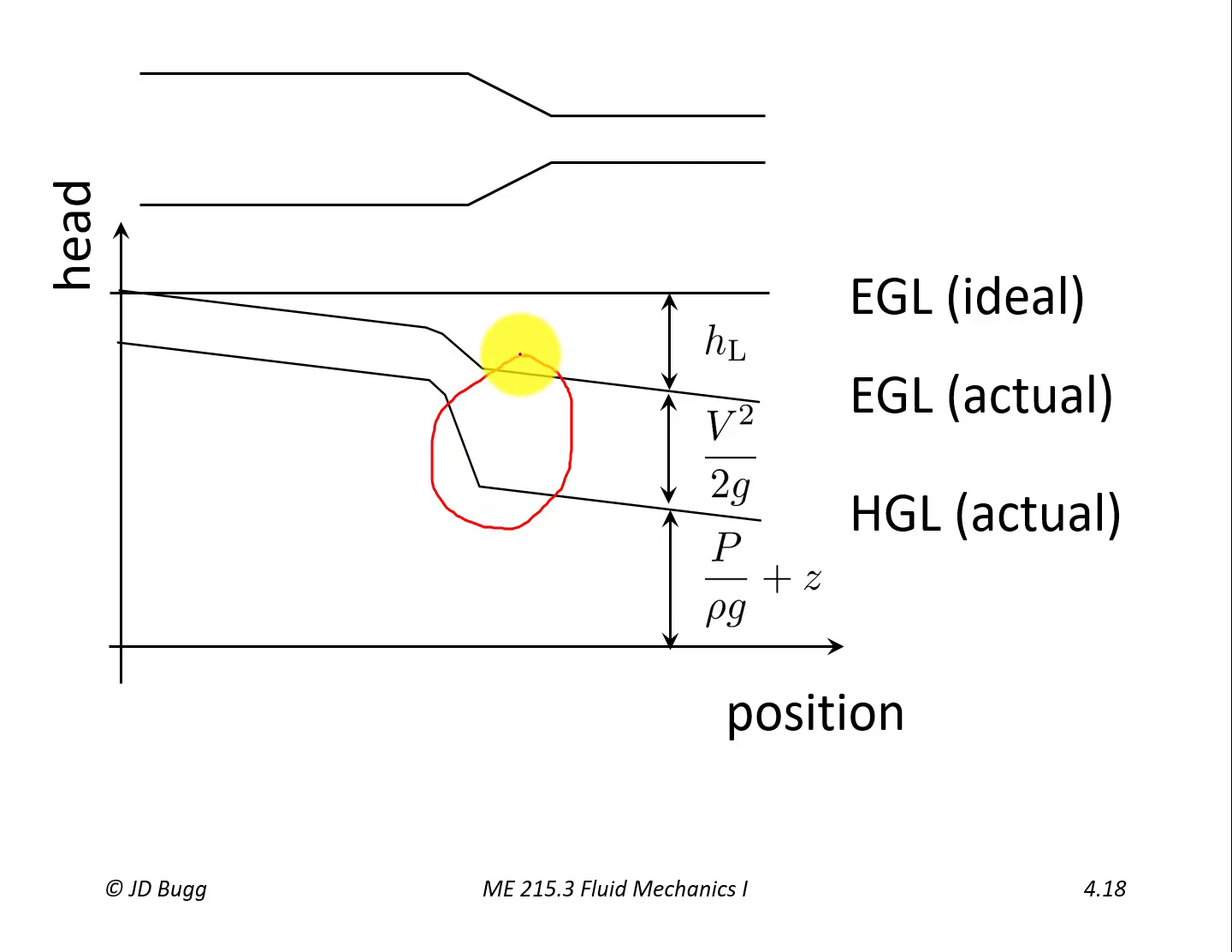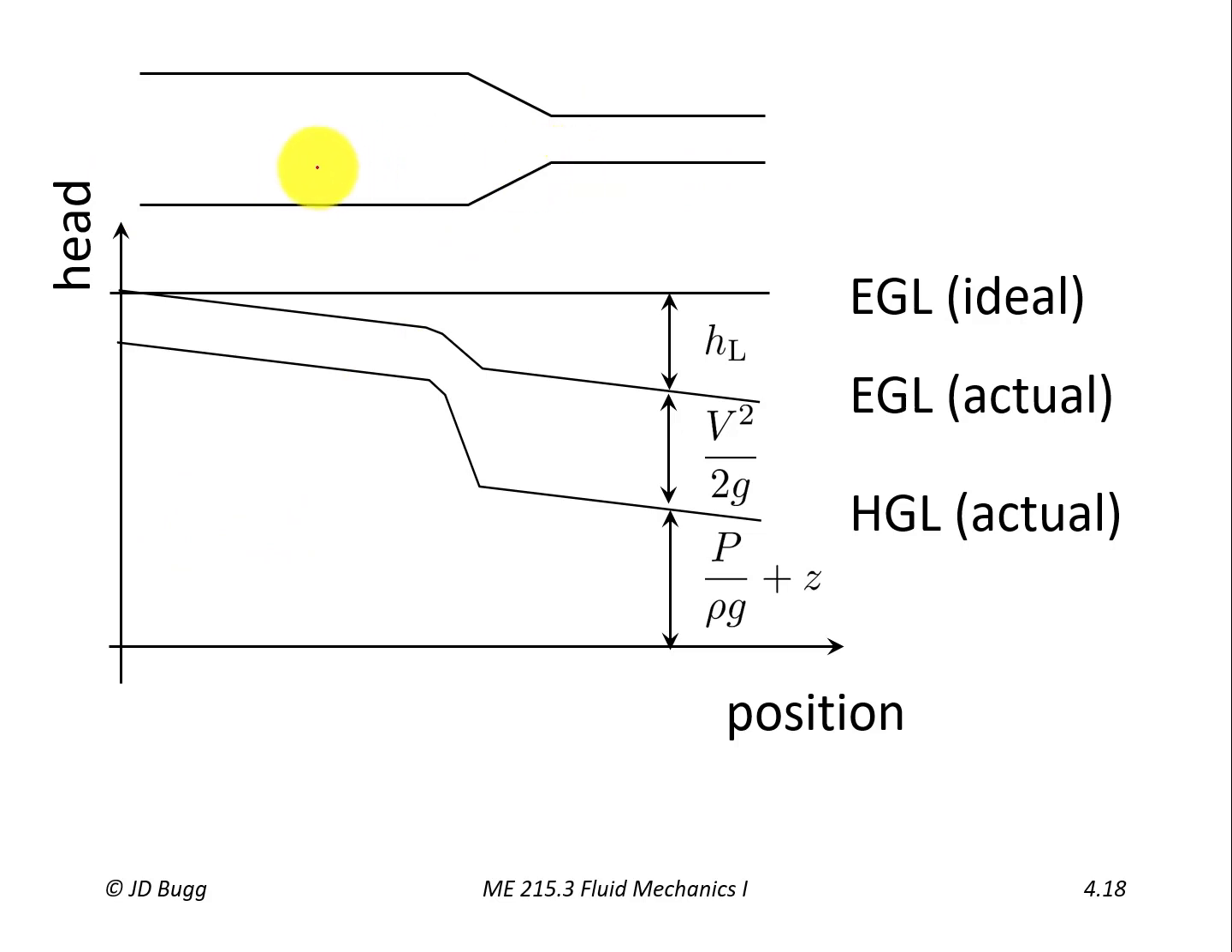Now, it might not be quite as dramatic a slope as we're seeing here. This is just a little sketch that I've made, but the key feature is the energy grade line would be sloping down. Now, realize in this particular example that I've given here, the hydraulic grade line is also sloping down. Hydraulic grade lines can actually increase. So the energy grade line always has to decrease, but a hydraulic grade line could increase.